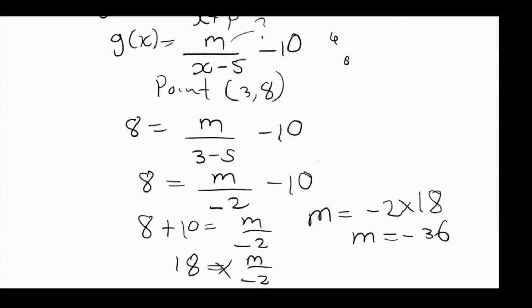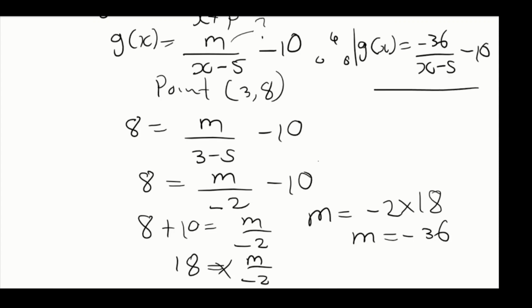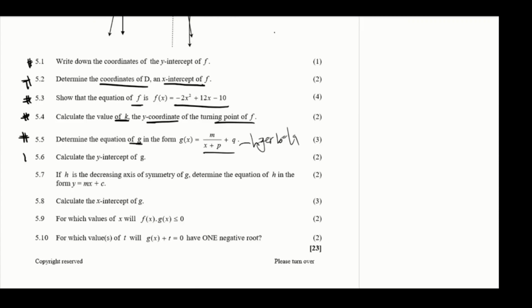So therefore, the equation of g(x) is equal to -36 over (x - 5) minus 10. So this is the equation of g(x). 5.6 says calculate the y-intercept of g. We calculated the equation of g in the previous question, so now we'll find the y-intercept.